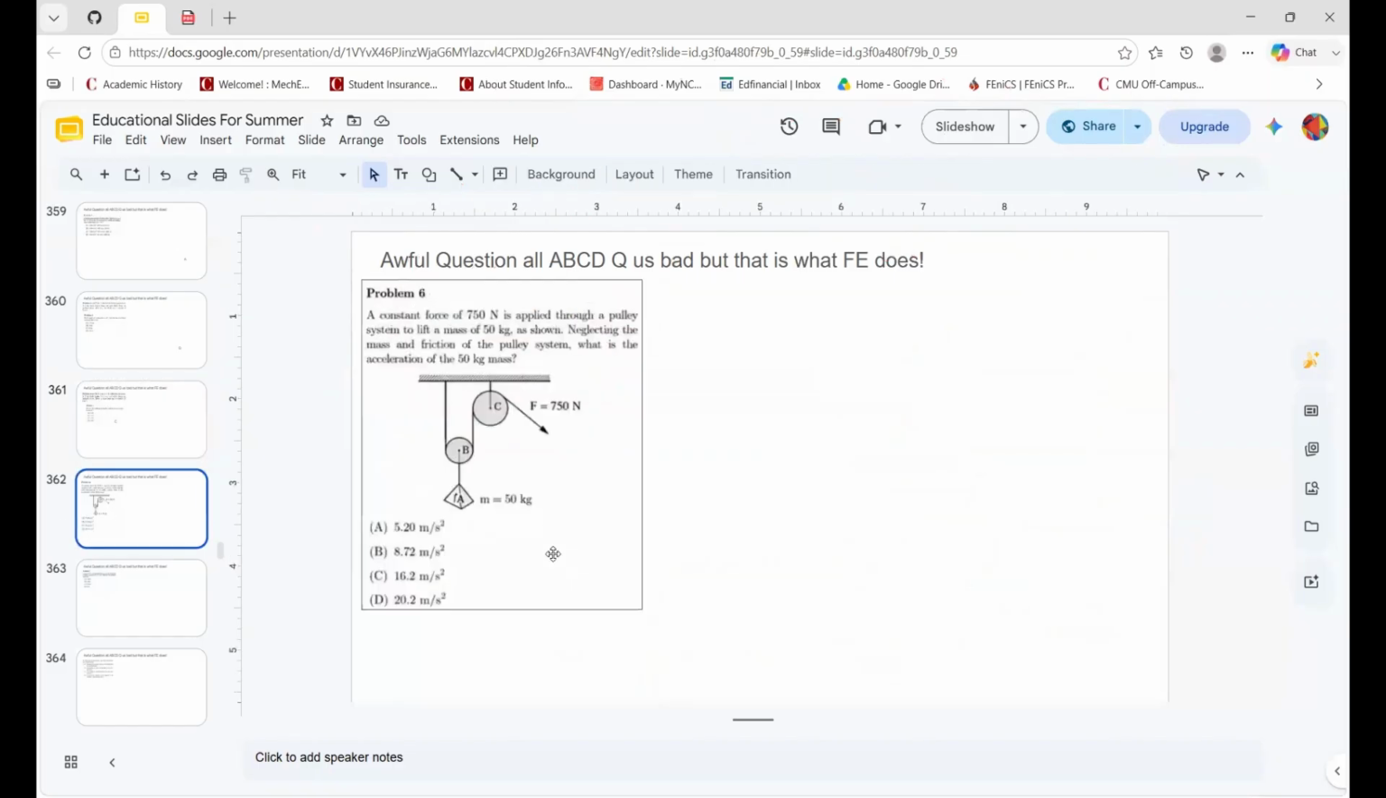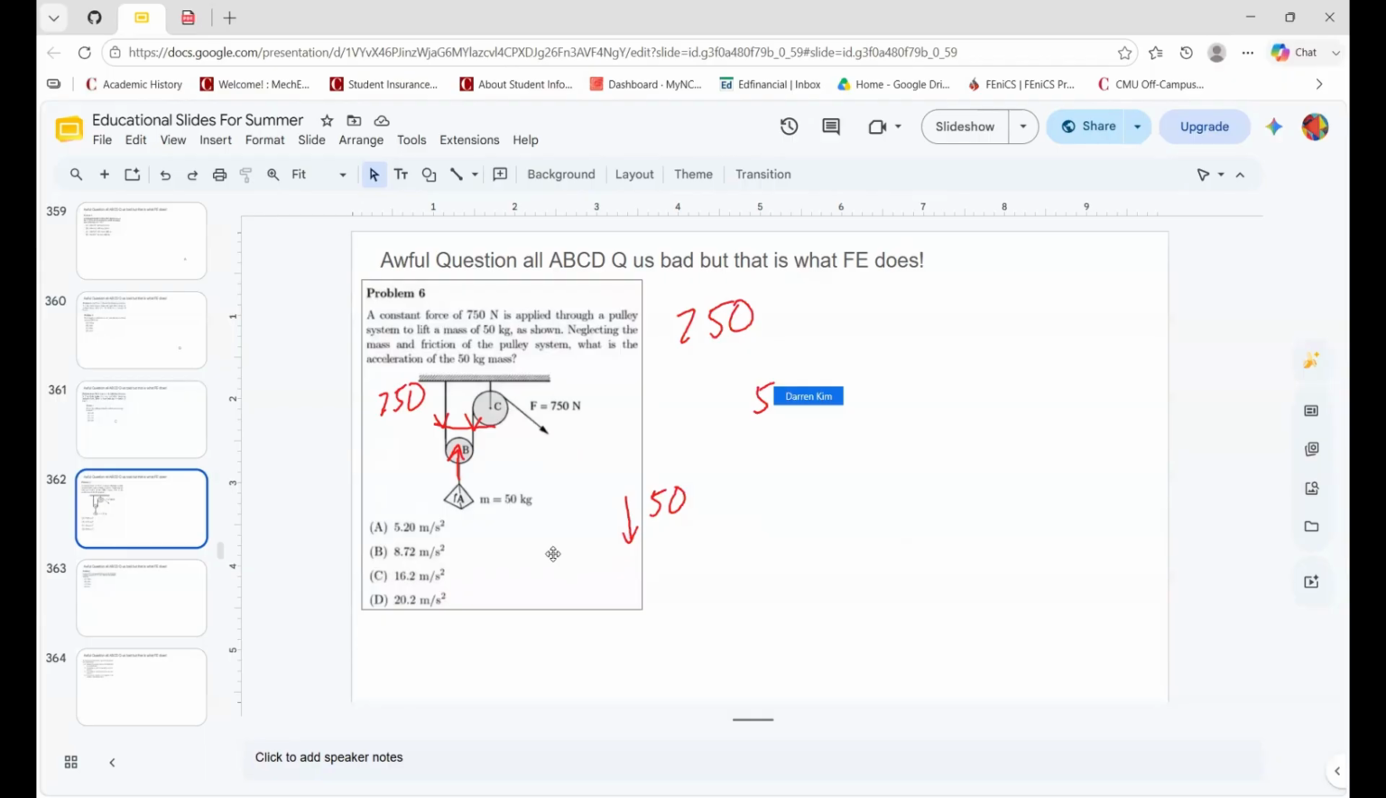Over here, we go to question 6. A constant force of 750 newtons is applied to a pulley system to lift mass 50 as shown. Neglect the mass and friction of the pulley. What is the acceleration of the 50 kilograms? This over here is 750, right? Tension, so 750 over here, right? And that would mean there's a lift force over here. Wait, I'm pretty sure there's another way to do it with the length analogy, but we're already doing this.